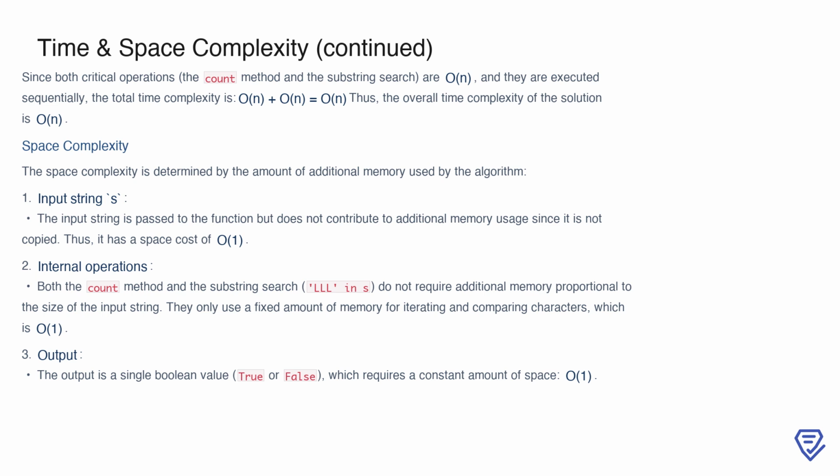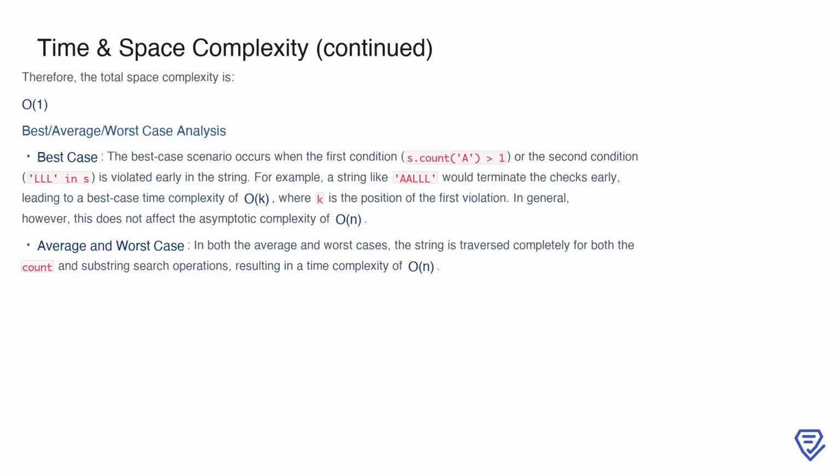Moving on to space complexity, the algorithm uses a fixed amount of additional memory irrespective of the input size. The input string s is passed directly to the function without being copied, so it doesn't contribute to extra space usage, resulting in a space cost of O(1). For internal operations, neither the count method nor the substring search allocates memory proportional to the input size; they only use a constant amount of space for iterating and comparing. Finally, the output, a single Boolean value, also requires a constant amount of space, making it O(1) as well. Therefore, the total space complexity of the solution is O(1).